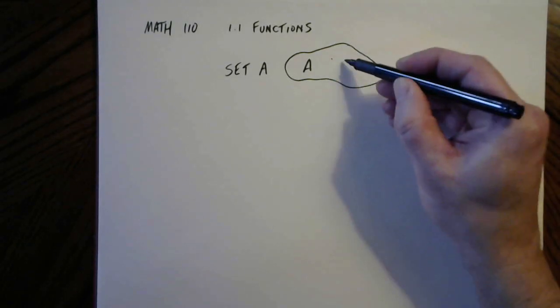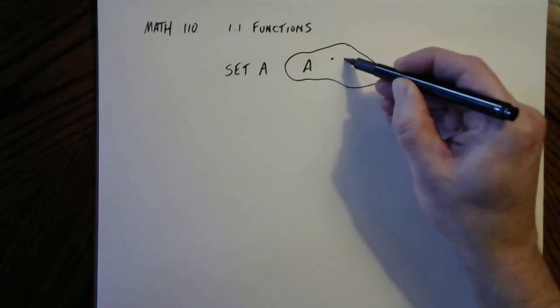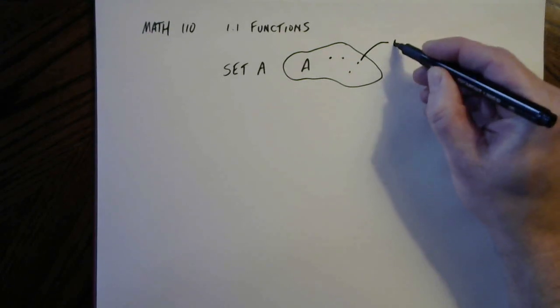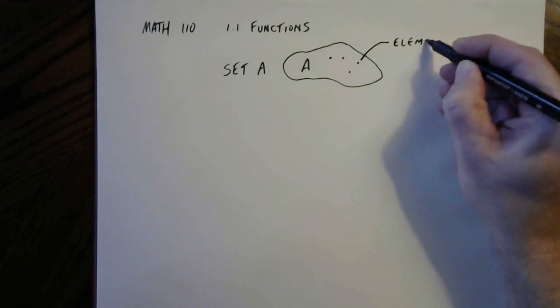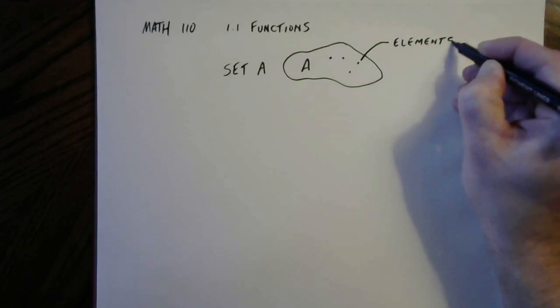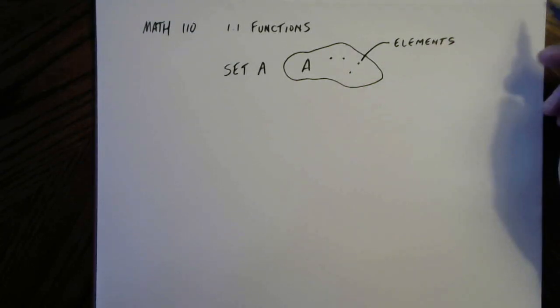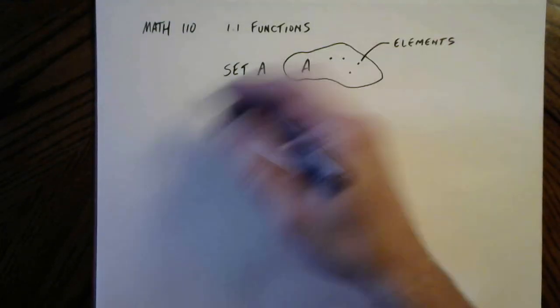And then the individual components are what we call elements. They're elements of the set. So if your set is the cars in the Walmart parking lot, each individual car is considered an element. So this will help us define a set.